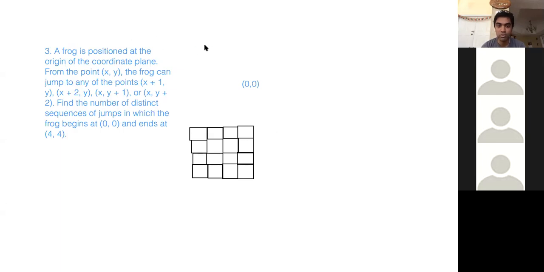Okay, so let's start even smaller. What about just the first step? If I just had to go from 0, 0 to 1, 0, how many ways are there to do that? One. That's easy, right? I can only jump one way. What about 2? There are 2 ways. What are the 2 ways? Going just 2 to the right, or 1 to the right and 1 to the right. Good. Now what about 3?